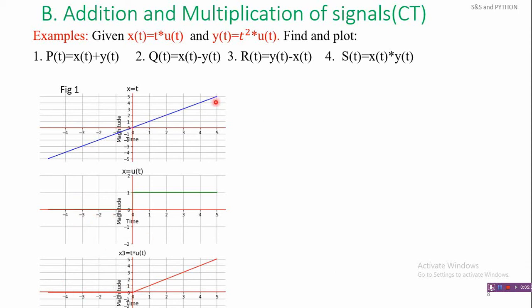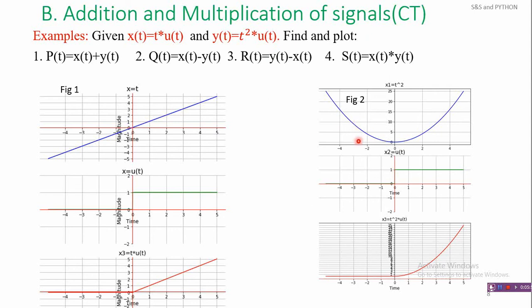For t greater than 0, both the signals exist and the product is going to be 1 multiplied by whatever the signal is that is present here. So we will have a signal t into u of t given by this red graph, that is x3, which is t into u of t. Similarly, the second signal y of t is the product of t square and u of t.